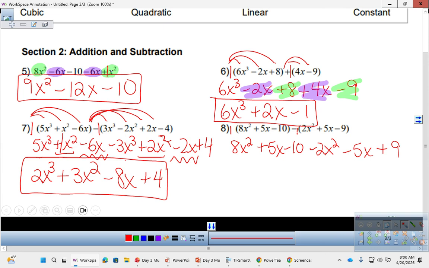After you do the distributive property, the parentheses are gone. And then you just need to combine the like terms. So I'm going to start with my x squared, which is my highest degree. 8 minus 2 is 6x squared.